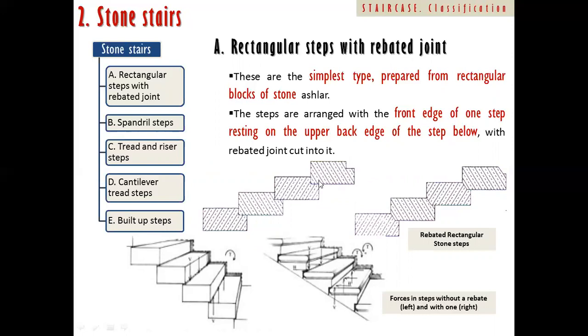Now you can see, whenever we start with this rectangular stone stair, the question is how we are going to connect the other parts of the steps. This is one step, this is another step. These are the simplest kind of detailing, repeated detailing, where one step can easily rest on another step. So that is how the detailing one can follow.